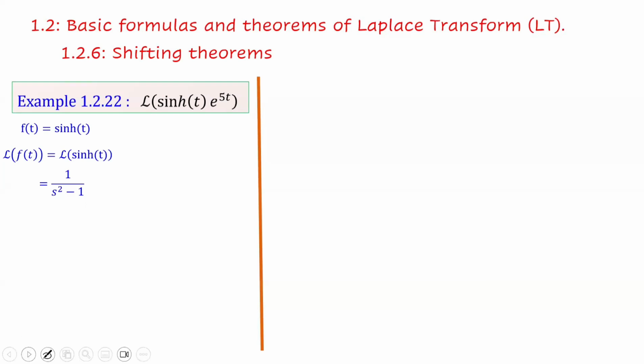So when you take e to the power 5t with this sine hyperbolic t, we take this as F(s), here a is equal to 5. So therefore the Laplace of sine hyperbolic t e to the power 5t equals F(s minus 5), which is 1 over (s minus 5) whole square minus 1.